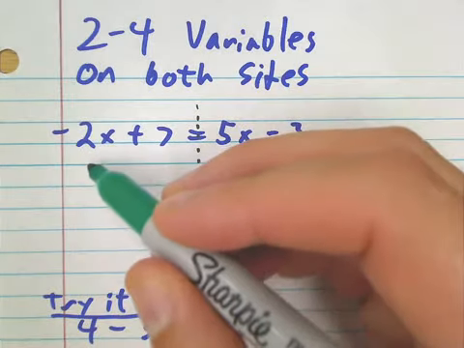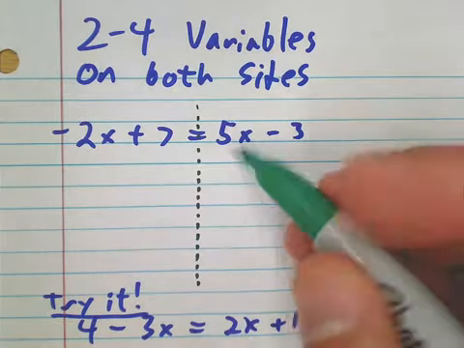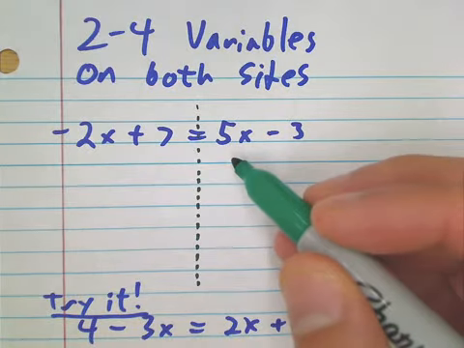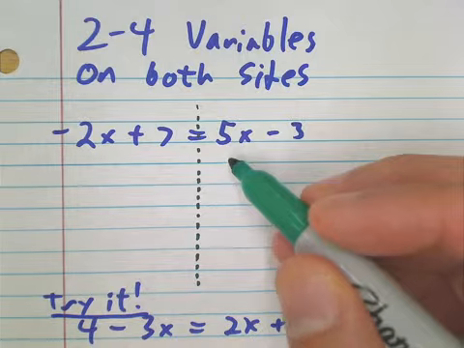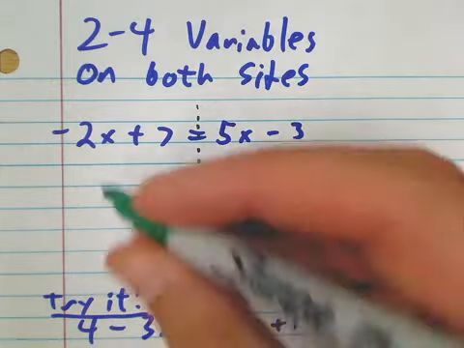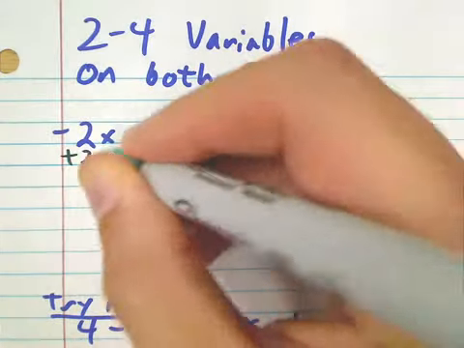We have a negative 2x here. We could add 2x to get rid of it. We have a positive 5x here. We could subtract 5x to get rid of it. And anytime I have a choice between addition and subtraction, I choose addition just because that's easier.